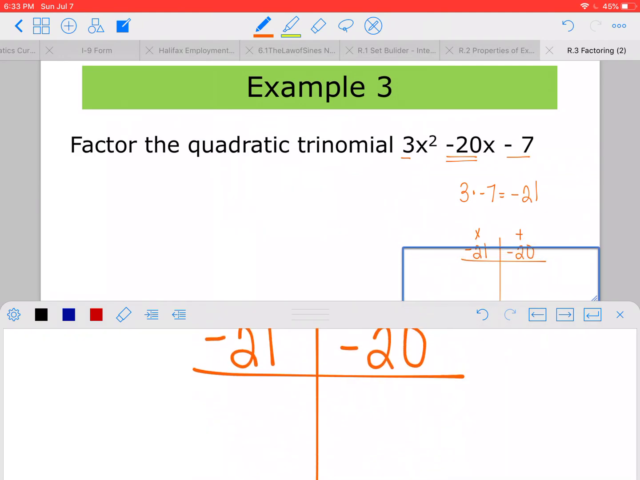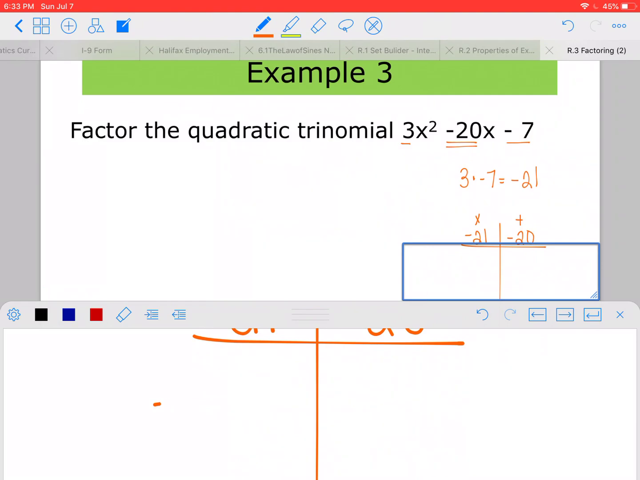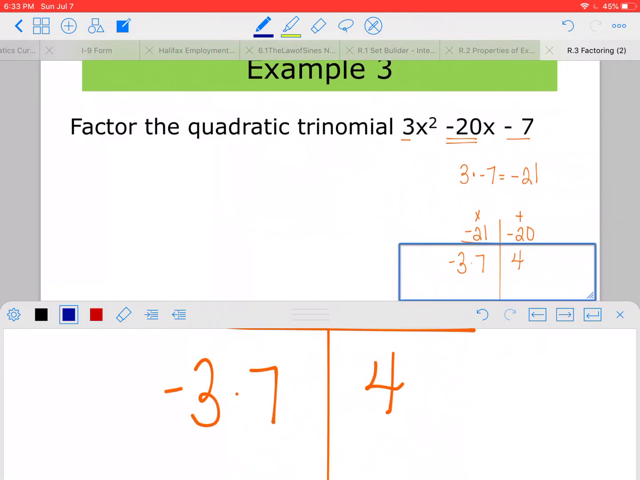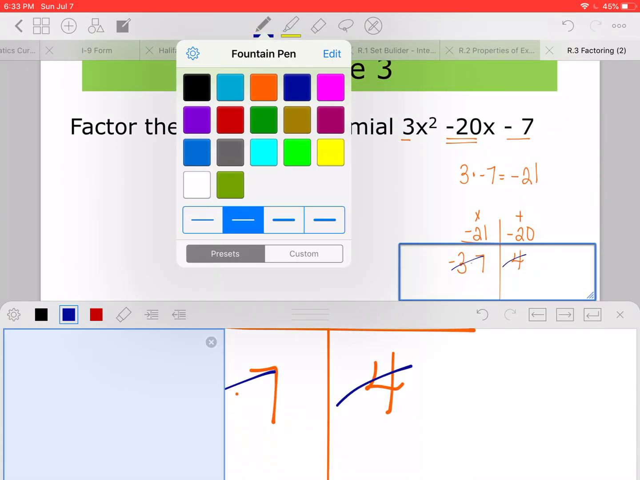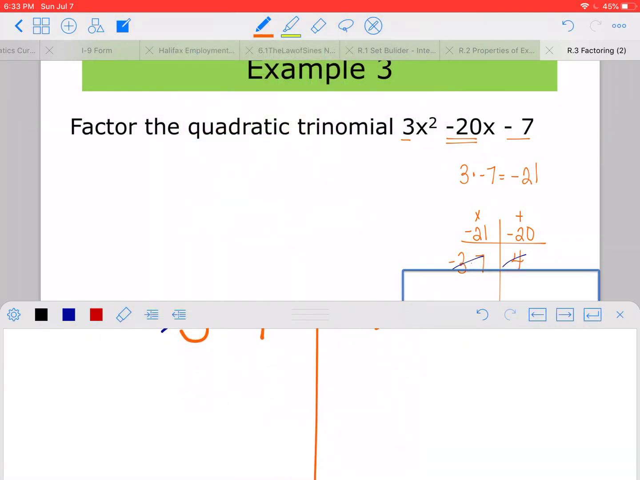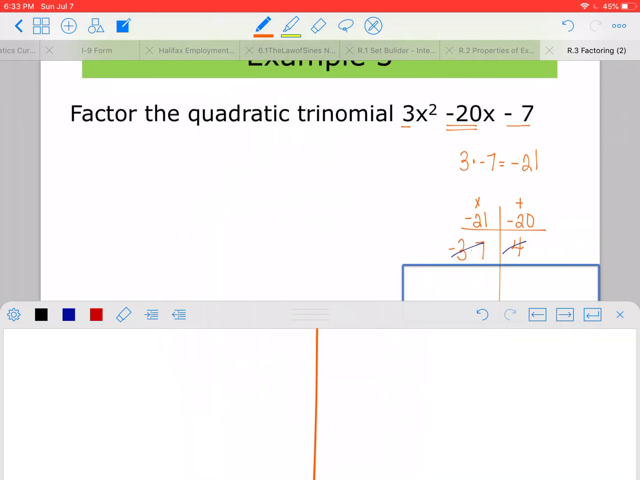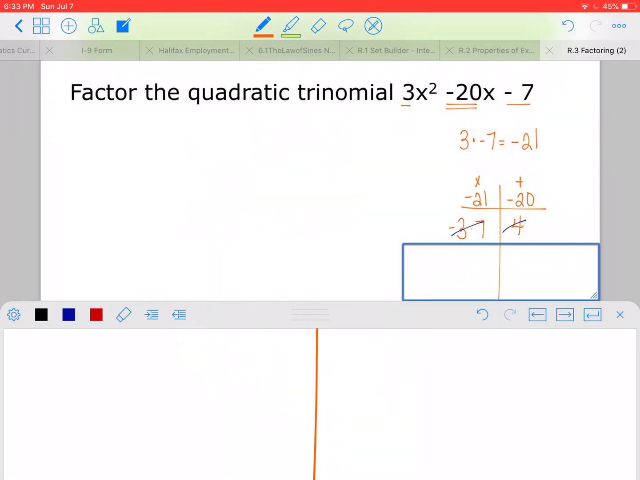So we look at some options. We've got negative 3 times 7. Well, negative 3 plus 7 is 4. So that's not going to work. If we look at this carefully, you probably see that the best bet is going to be something like 1 and negative 21. 1 times negative 21 is negative 21. And 1 plus negative 21 is negative 20.